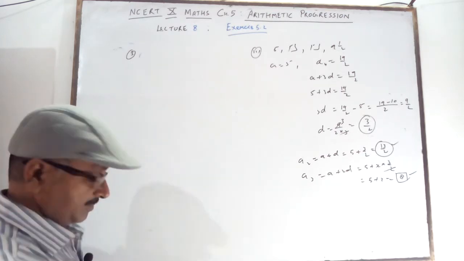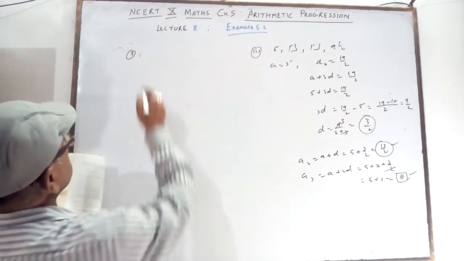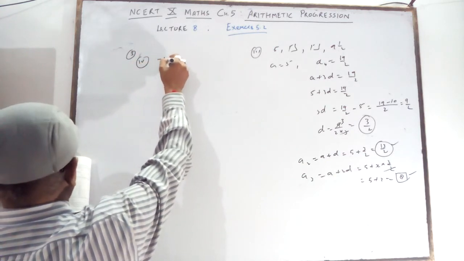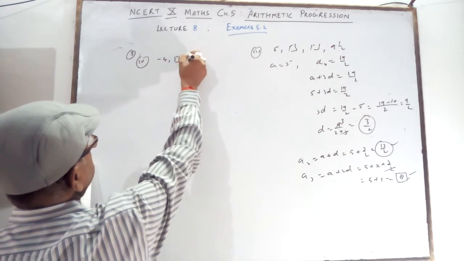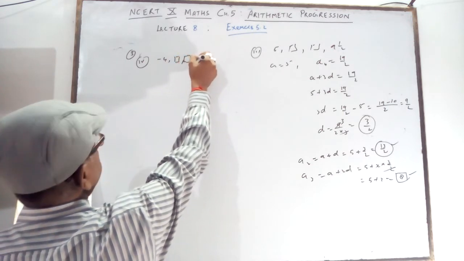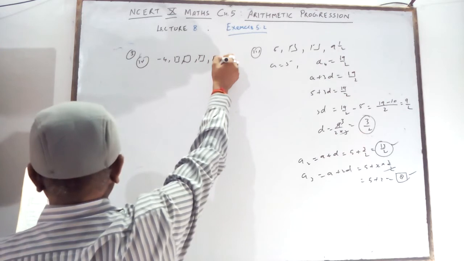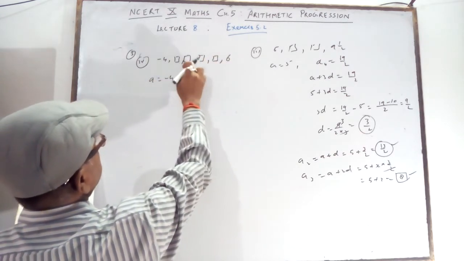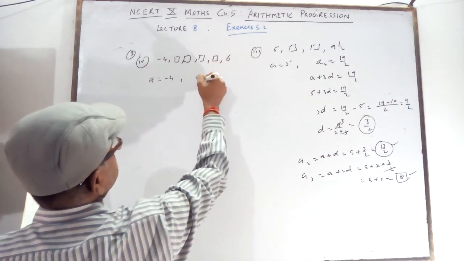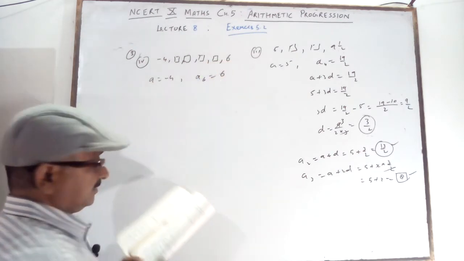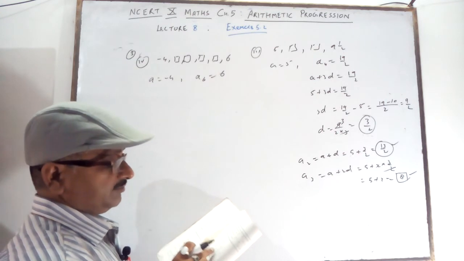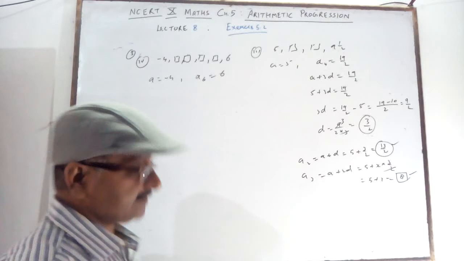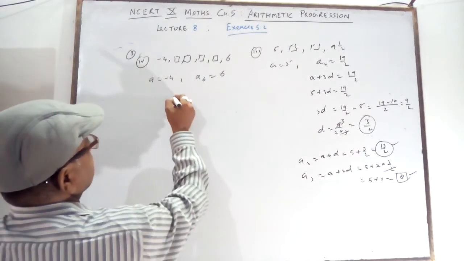The fourth part of this question is given: -4, then box, box, box, box, and then 6. Means A is given as -4. 2, 3, 4, 5, 6. A6 is given as 6. 1, 2, 3, 4, 5, 6. A6 is given 6. When it is given 6, what will you get?